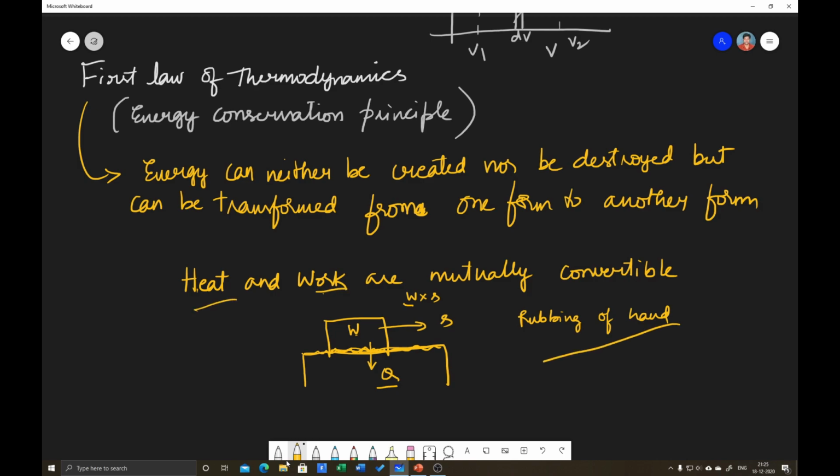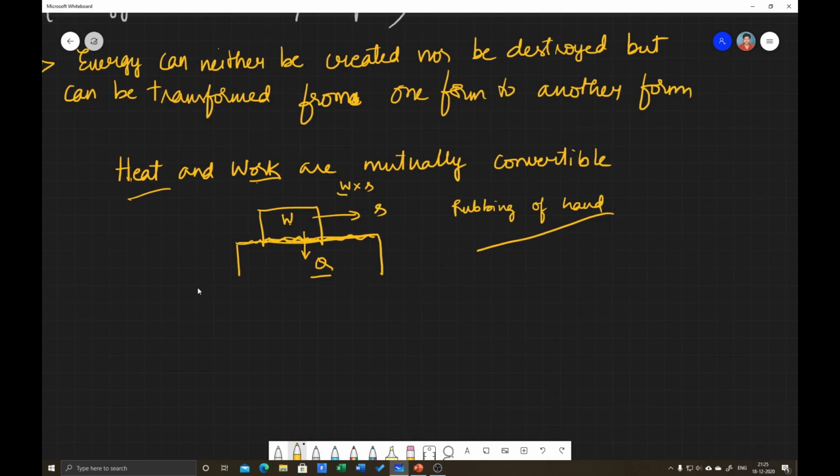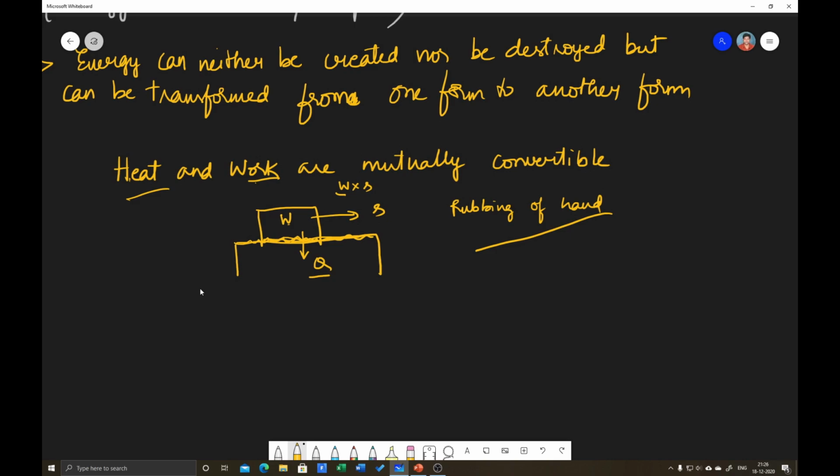Similarly, here also work can be converted to heat, these two can be converted into each other, but we cannot create work out of this. Say suppose if you have 100 joules of heat, this can be converted into only 100 joules of work, not more than that. Similarly vice versa, only the same amount can be converted. You cannot create extra work or extra heat from this. That is what the first law of thermodynamics is telling us.